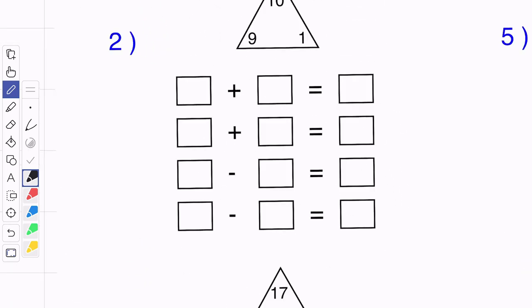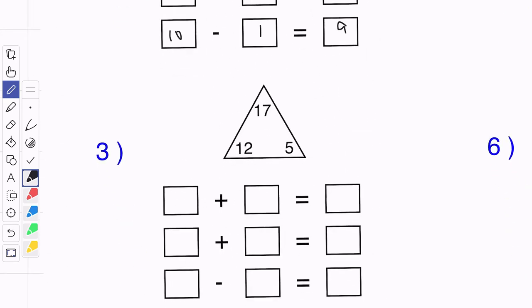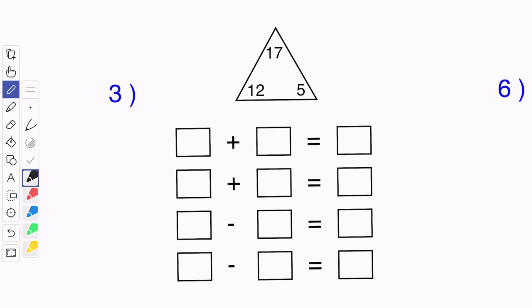If we have 9, 1, and 10, we're going to put 10 here and here. We could do 9 plus 1 equals 10, 1 plus 9 equals 10, 10 minus 9 equals 1, 10 minus 1 equals 9. For this one, between 12, 5, and 17, 17 is going to be our biggest number. So we're going to put it in its appropriate spots. We're going to do 5 plus 12 equals 17, 12 plus 5 equals 17, 17 minus 12 equals the remaining number, which is 5, 17 minus 5 equals the remaining number, which is 12.